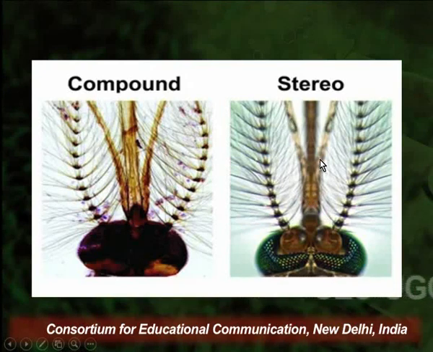That means we do get a perception of depth also. So here the similar object is once seen with a common compound microscope, and when it is seen through a stereo microscope, the detailed structure with a perception of depth and thickness is also seen. So we do get a better clarity when we observe any object through a stereo microscope.